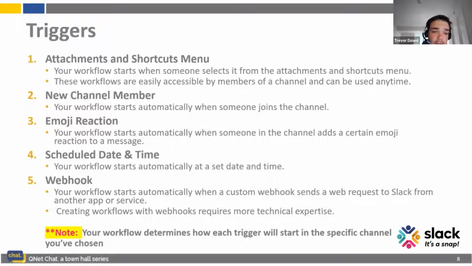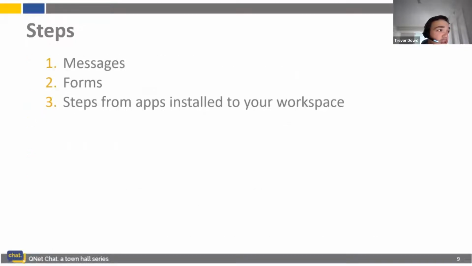So for this particular one, you're going to want to use the attachments shortcut. And then after a trigger, you'll have a step. And steps can be anything from messages, forms, or steps from other applications. We're just touching on that now. There are no apps that have additional steps in our workspace, but we just wanted to make sure we mentioned it.